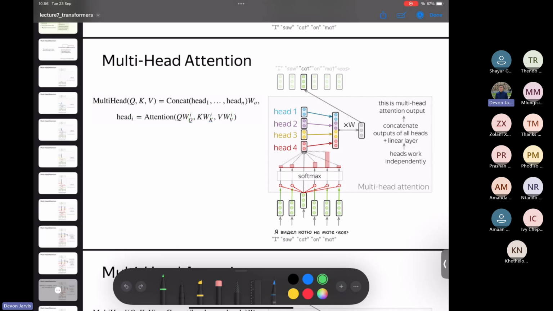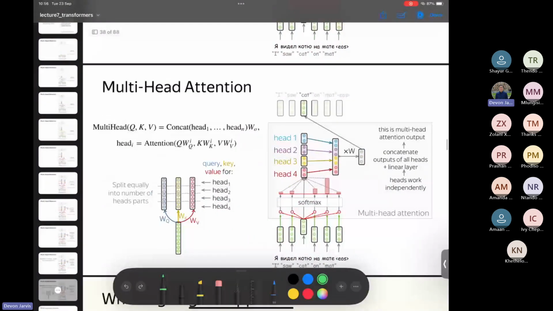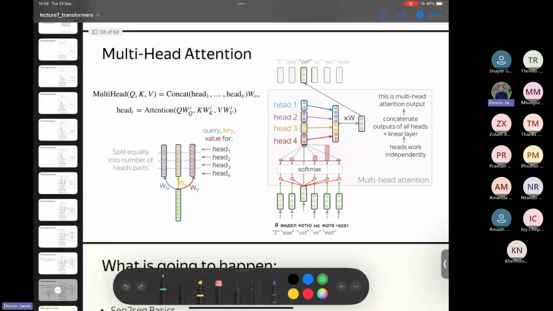What I don't like is the way they represent Q, K, and V here because those are actually still your embeddings at the bottom. But anyway, it makes a little bit more sense when you read the paper.